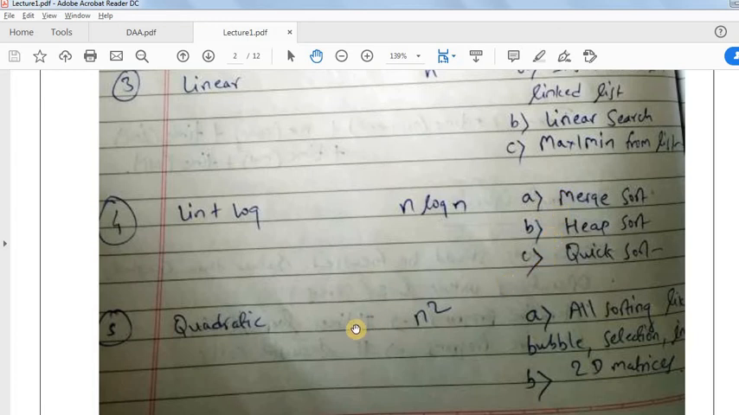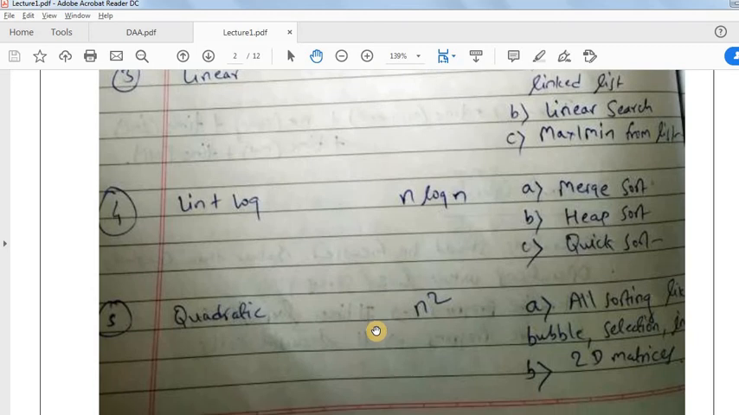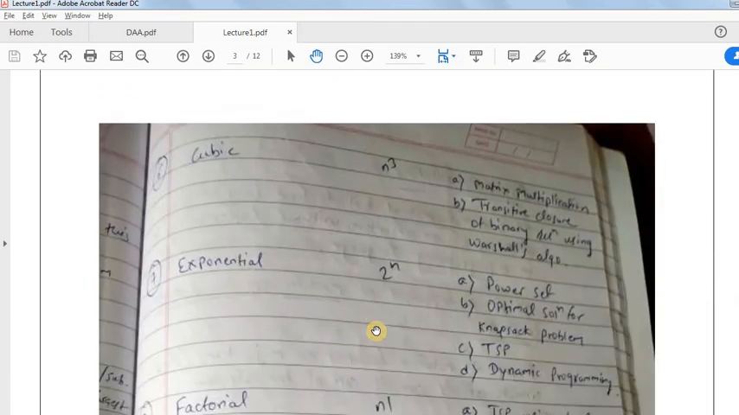Then we have the fifth category of efficiency class as n square. This is known as the quadratic category. All simple sorting algorithms come under this category. Then comes cubic for matrix multiplication. If we are obtaining running time as n cube, it will require a cubic efficiency class.